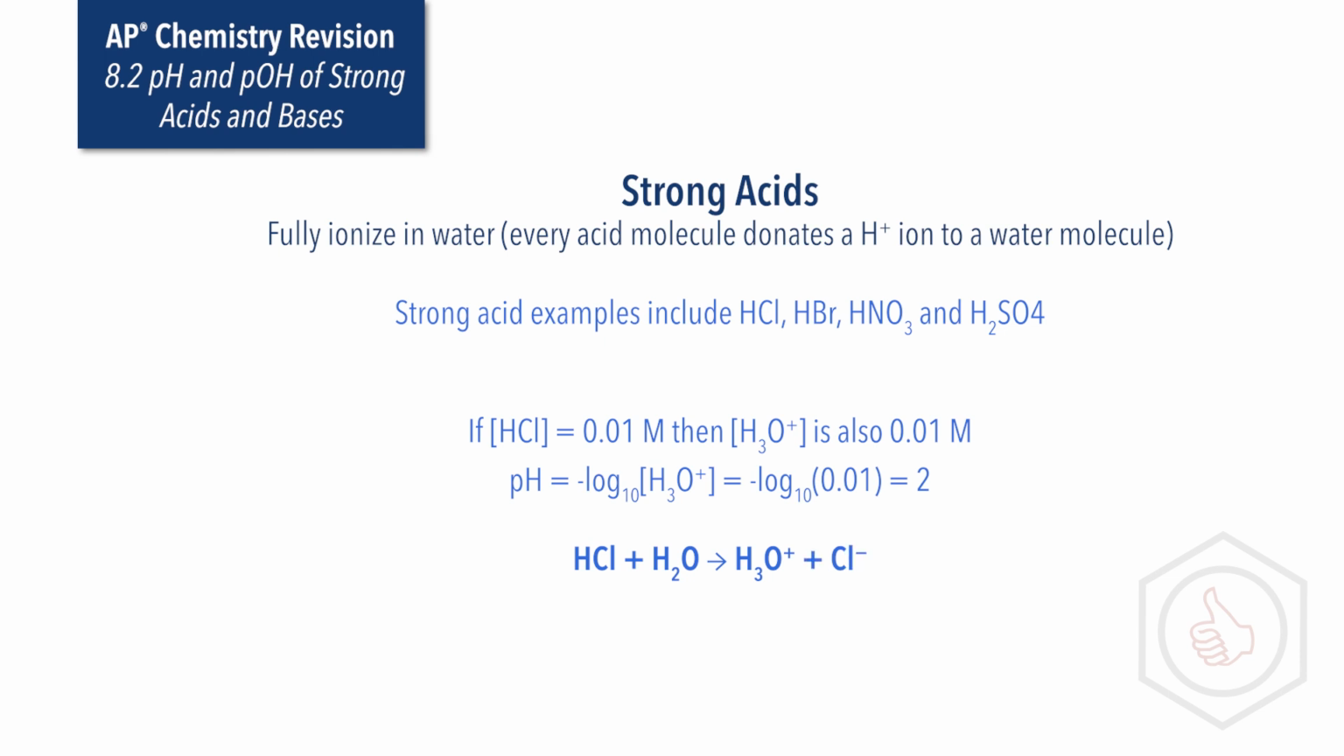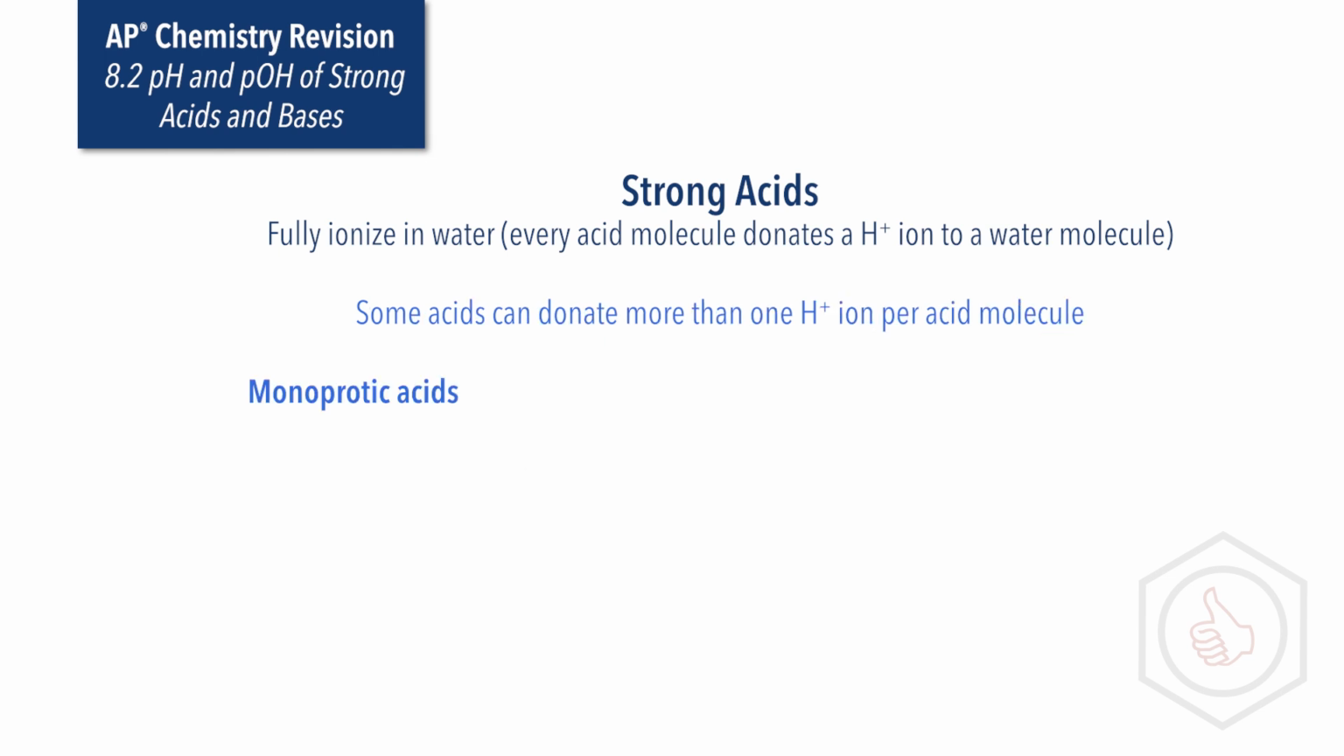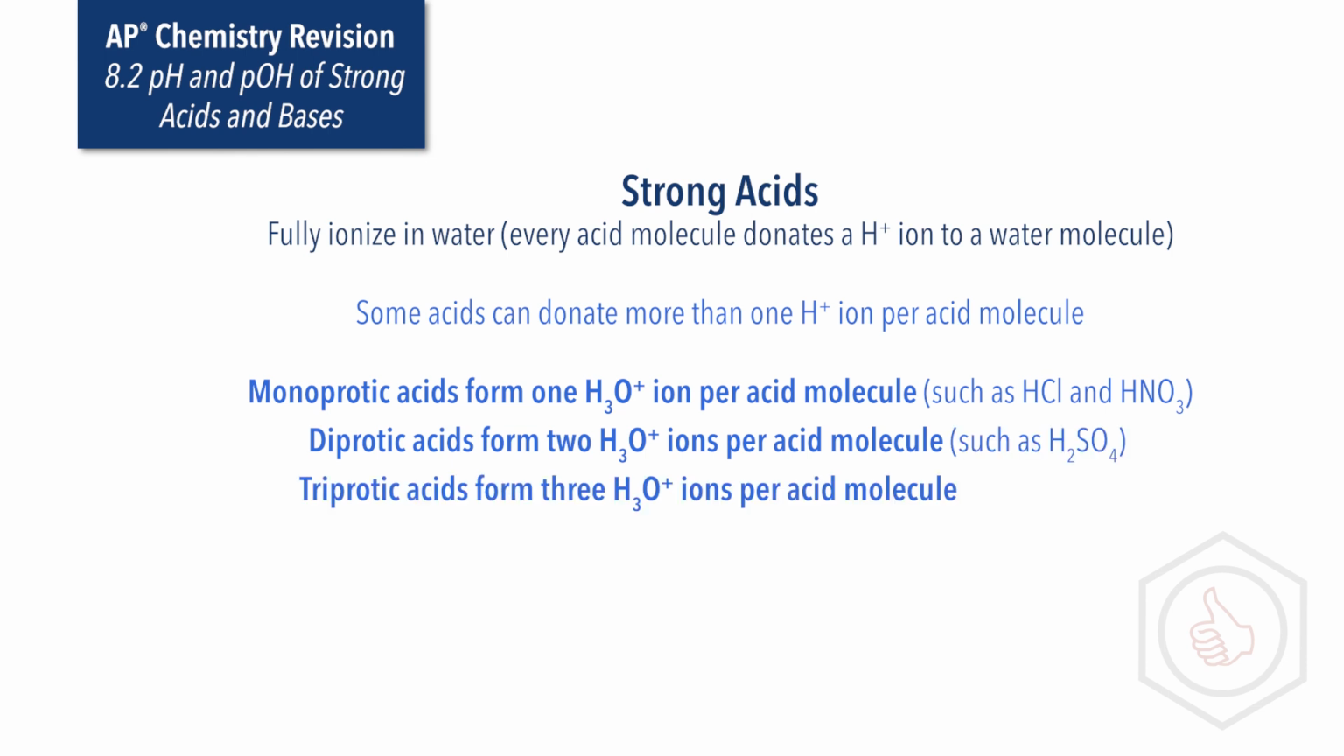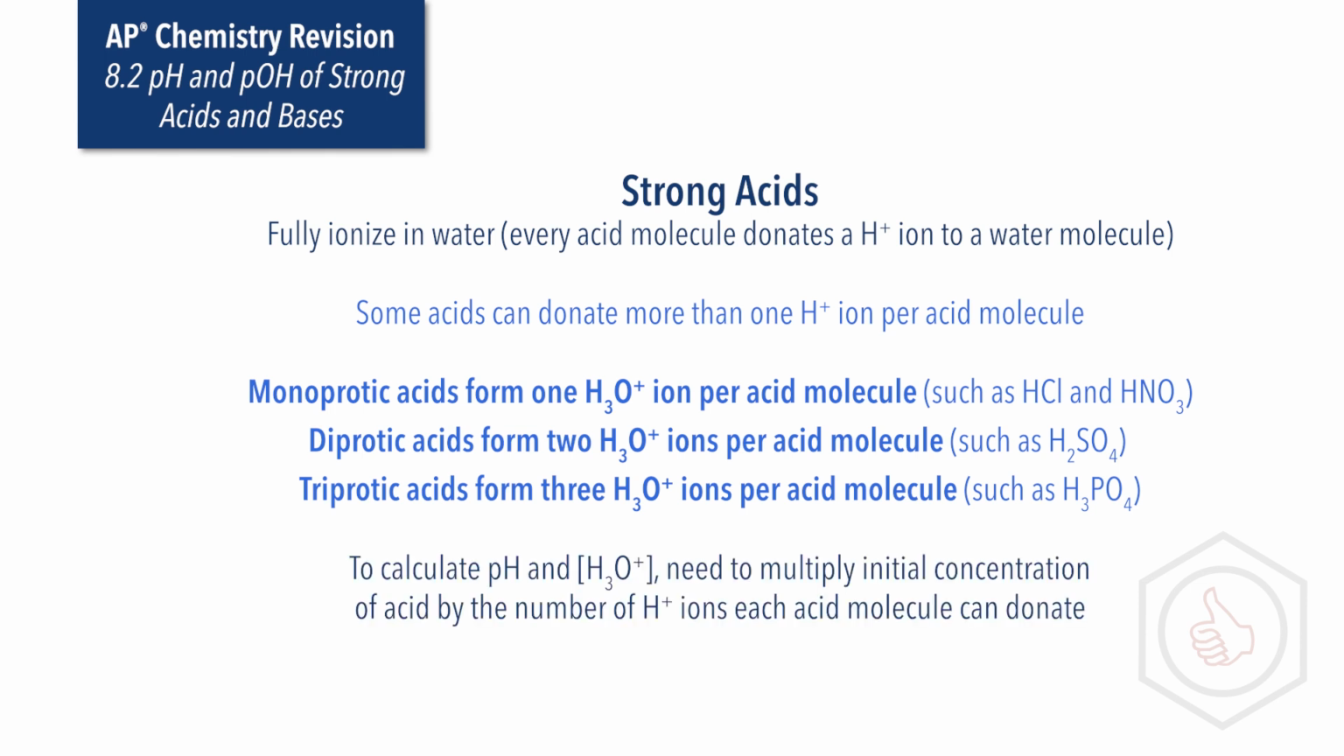It's important to note here that some acids can donate more than 1 H+ ion when they react. Monoprotic acids form 1 H3O+ ion per acid molecule, such as HCl and HNO3. Diprotic acids form 2 H3O+ ions per acid molecule, such as H2SO4, and triprotic acids can form 3 H3O+ ions per acid molecule, such as H3PO4. To calculate the pH of diprotic and triprotic acid solutions, you need to multiply the concentration of acid at the start by the number of H+ ions each acid can release when they react.